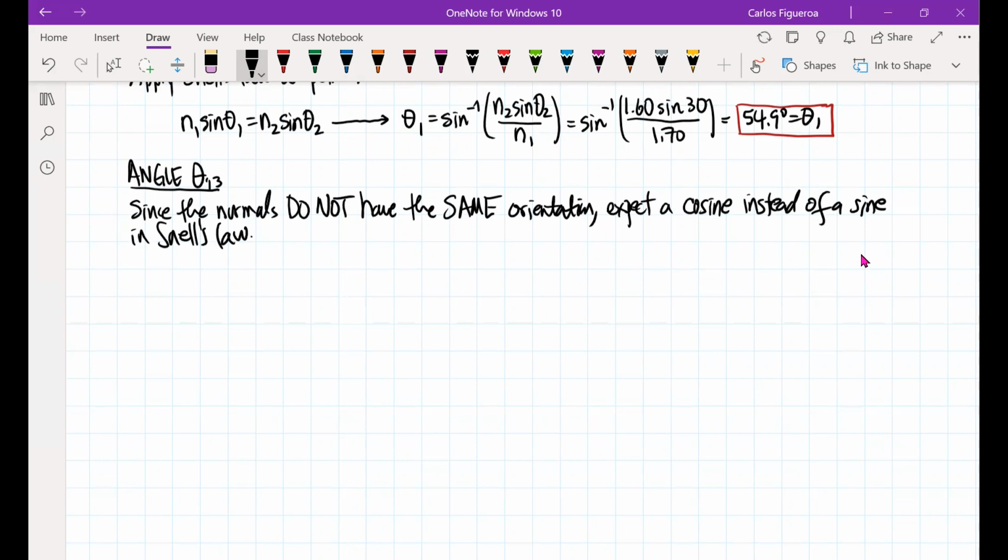So let's draw our picture here. So I'm going to look at my boundary here. And then here's my yellow. So here's what I'm seeing here.